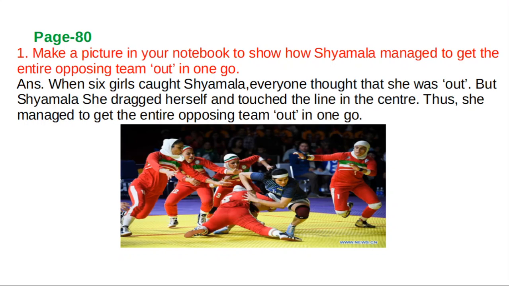Next, page number 80. Make a picture in your notebook to show how Shyamla managed to get the entire opposing team out in one go. The answer is, when 6 girls caught Shyamla, everyone thought that she was out. But Shyamla dragged herself and touched the line in the center. Thus she managed to get the entire opposing team out in one go. Okay children, so this is the answer.